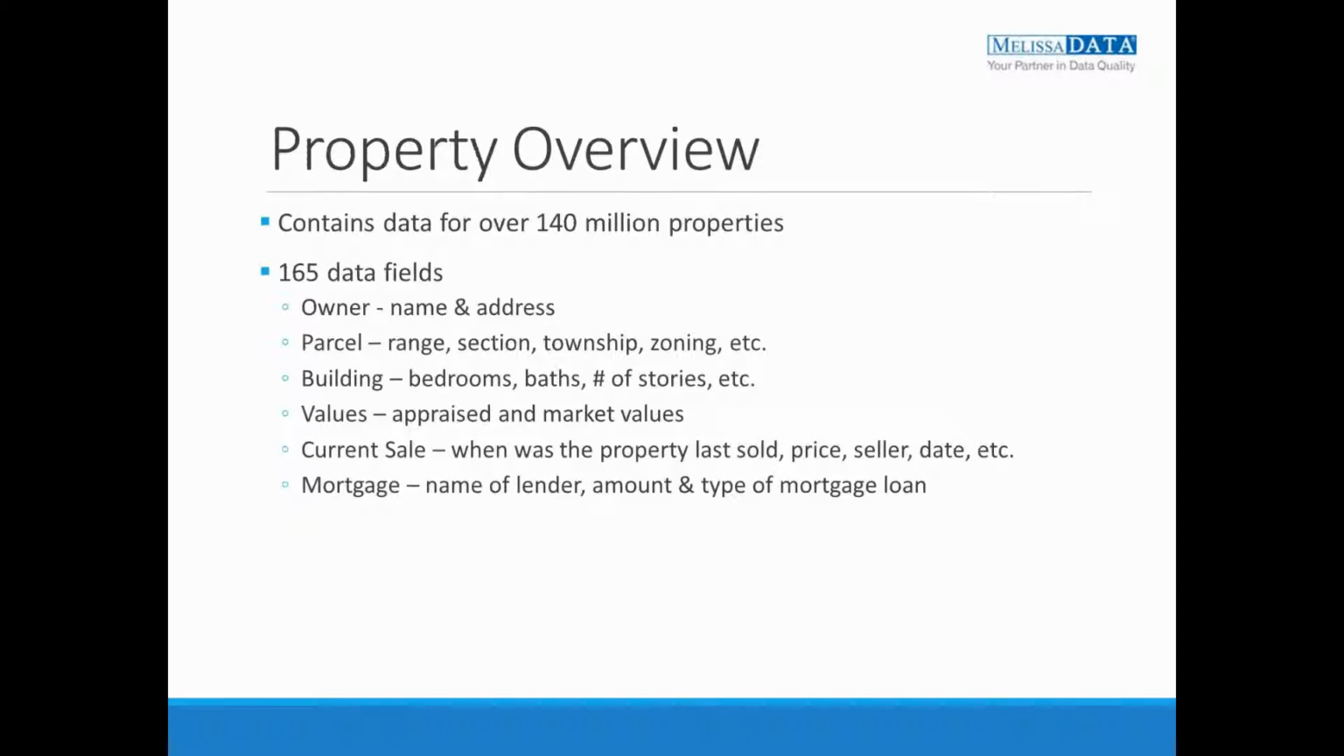So what our property web service offers is comprehensive property and mortgage data. This is a service that contains data for over 140 million properties in over 3,000 counties, and is capable of returning 165 different data fields. So just to give a quick overview of what type of data we could return, like the owner data, basically the owner's name and address. We could return the parcel data like the range, section, township, zoning, size of the lot.